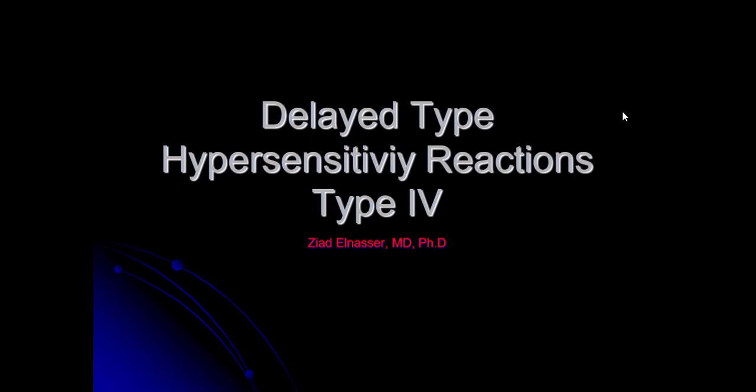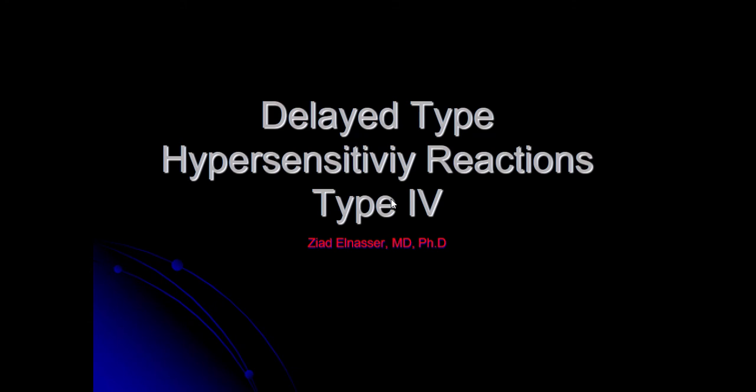So the last part of the hypersensitivity reaction, which is type 4, or what we call the delayed type hypersensitivity reaction. From its name, it's a delayed type. Usually it takes 2 to 3 days. The classical example of the delayed type hypersensitivity reaction is the pathogenesis of tuberculosis, or the PPD testing that usually will take 2 to 3 days to develop.